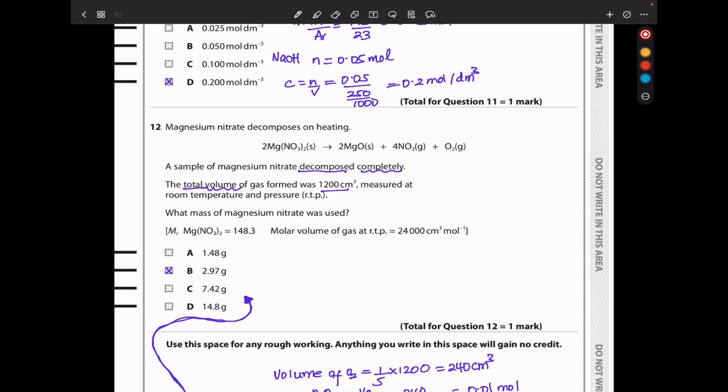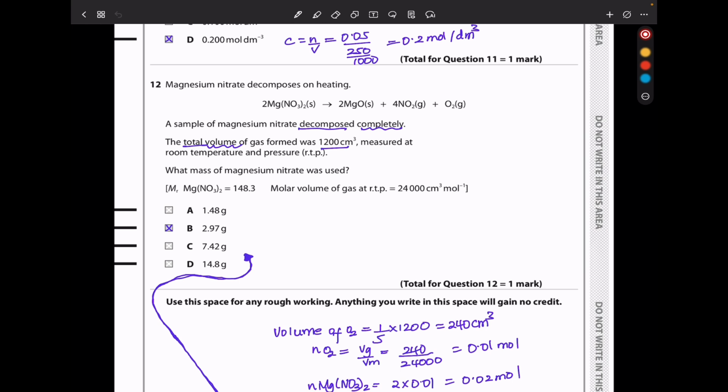In question 12, magnesium nitrate decomposes on heating. We can see the equation. They say a sample of magnesium nitrate decomposes completely. The total volume of gas formed was 1,200 centimeters cubed, measured at room temperature and pressure. What mass of magnesium nitrate was used?